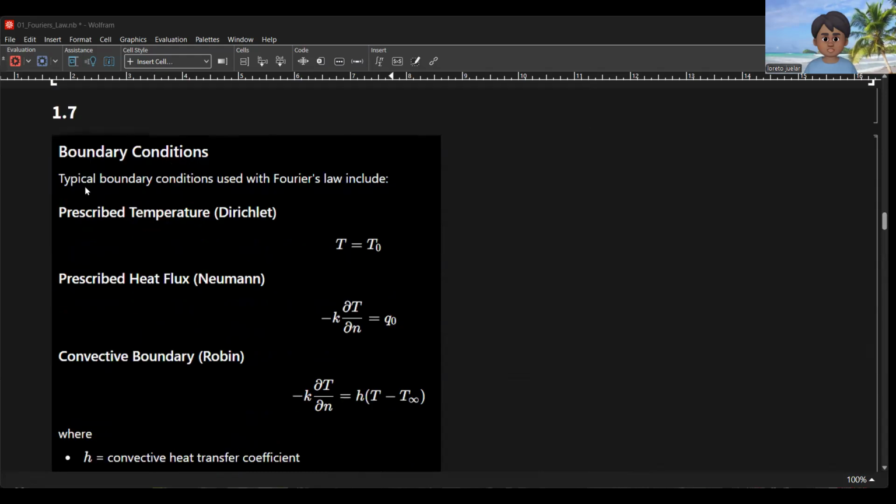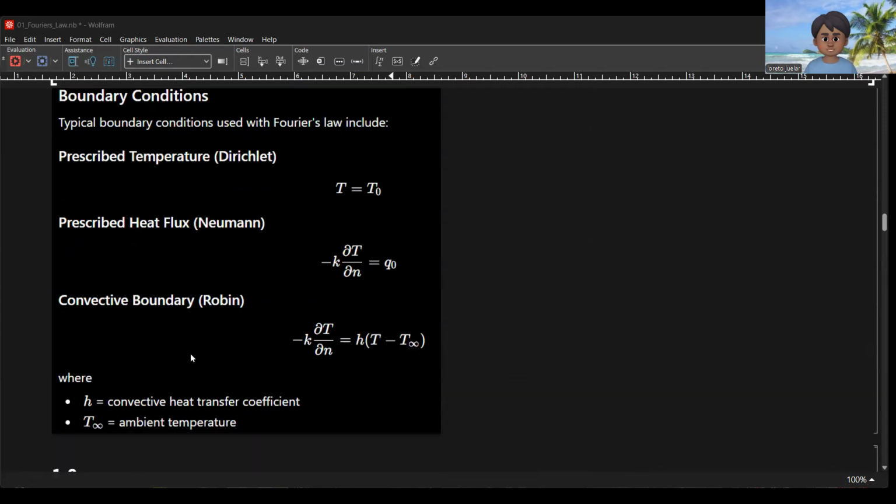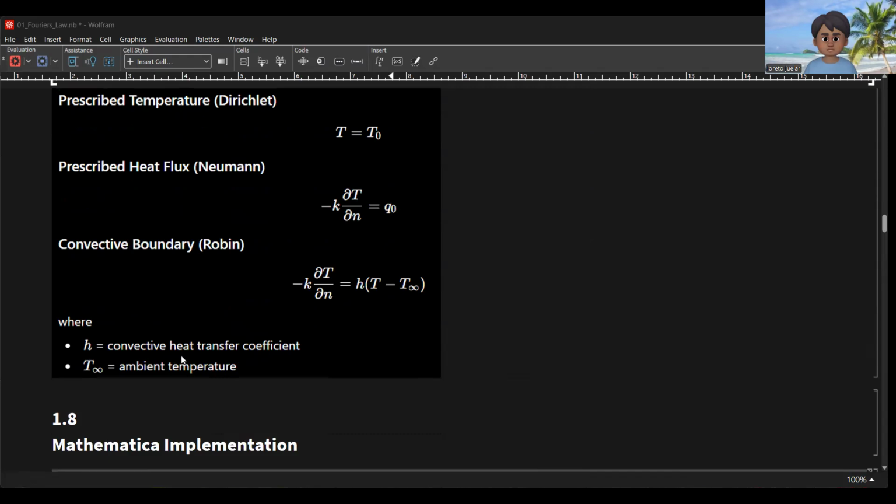Next, the boundary conditions. Typical boundary conditions used with Fourier's law include prescribed temperature, Dirichlet: T equals the initial temperature, T sub 0. Prescribed heat flux, Neumann: negative k partial of T with respect to n equals q sub 0. Convective boundary: negative k partial of T with respect to n equals h times T minus T sub infinity. Here h is the convective heat transfer coefficient, and T sub infinity is the ambient temperature.